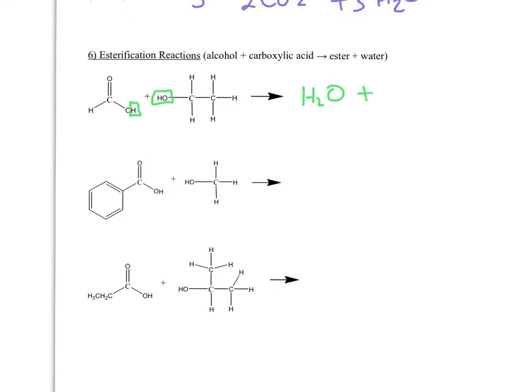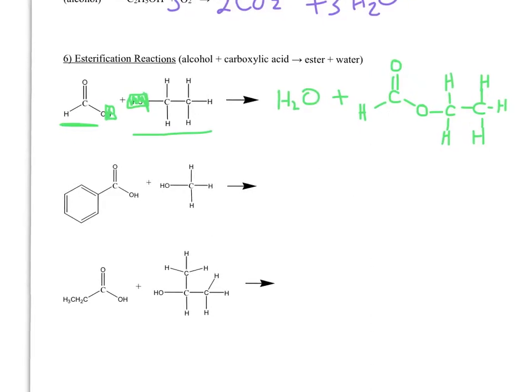So I'm going to draw this part right here. I have a C double bonded to an O, and it has an H on this side and an O on that side, right? We removed the H, but we still have the O. In the other molecule, we removed this OH, so this is what we have left: carbon with 2 hydrogens, and then carbon with 3 hydrogens. And so this is my water, and this is my ester.